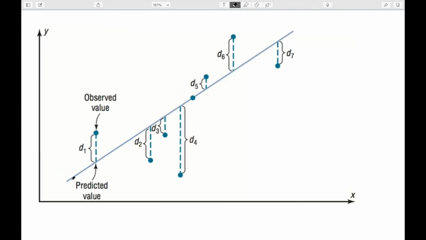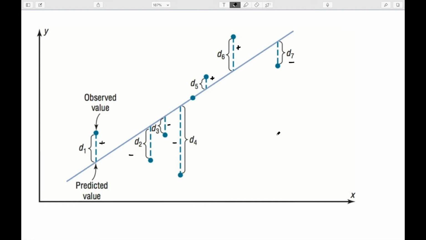So what we're going to look at is a line. We have our points and we're going to find these distances between the observed value, the actual point, and the predicted value, what the line says it is. These points right here are going to have a positive error. These points down here are going to have a negative error. And our goal is to find the line that minimizes the square of these distances. So this is why it's called the method of least squares.